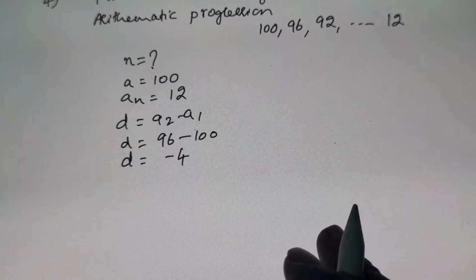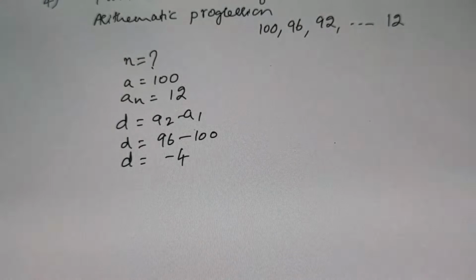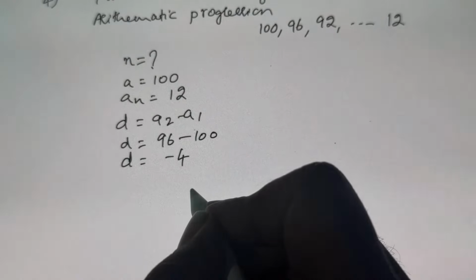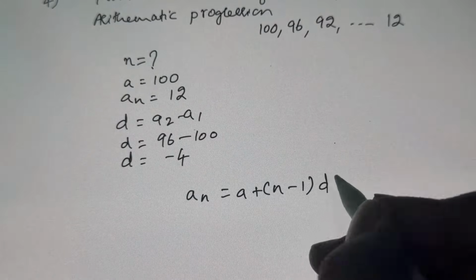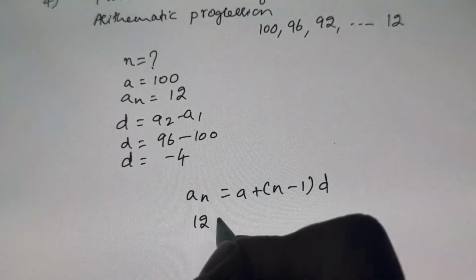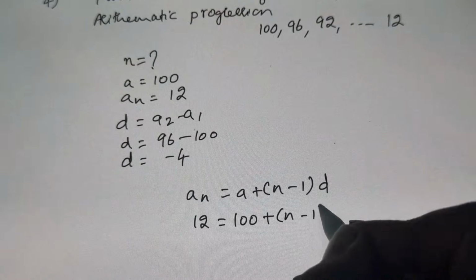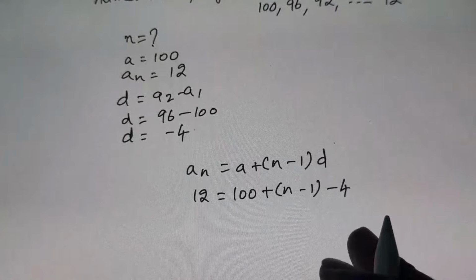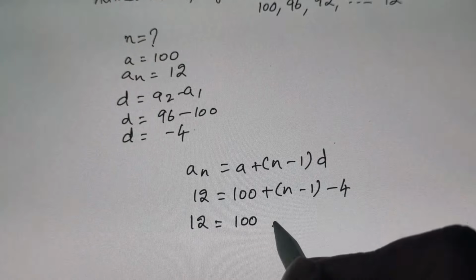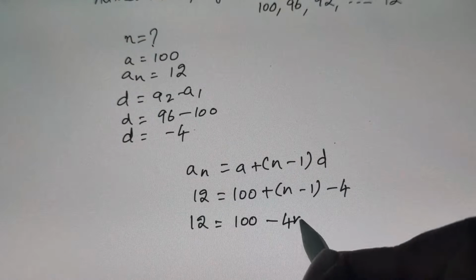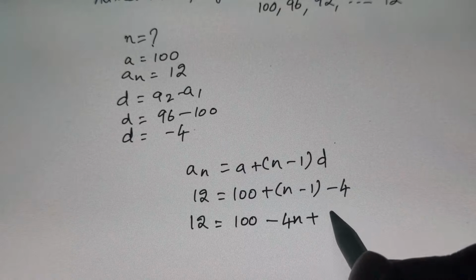So we have to solve by using the nth term formula. Nth term formula we have an equals a plus n minus 1 into d. We have an is 12, a is 100, plus n is the unknown number, and d is minus 4. 12 equals 100, plus into minus is minus, 4 into n is 4n, minus into minus is plus, 4 ones are 4.